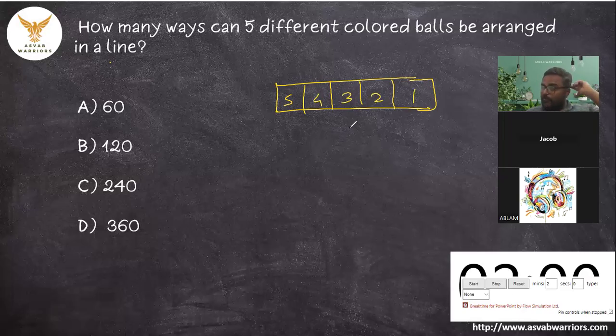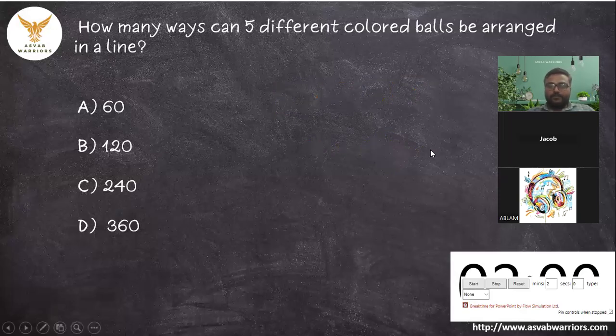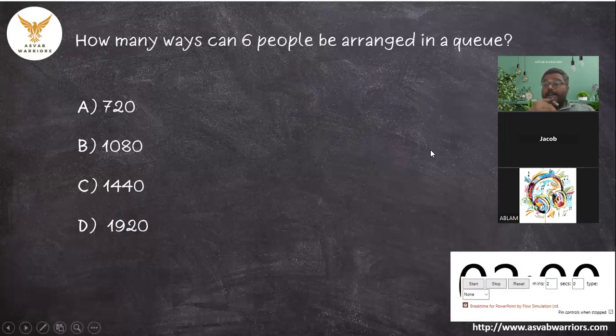So if you get any type of question like this, it can be in your arithmetic reasoning also, it can be in your mathematics knowledge also. This is nothing but factorial of 5, which is 120. Okay. Now, can you solve this, Ablam? Mm. Six.